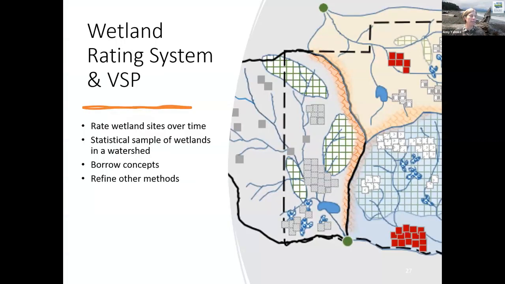So how might the rating system be used in the VSP world? Well, you could use it to rate individual sites over time. You could also conduct a statistical sample at a watershed scale where you rate the number that is pretty standard, at least 30 wetlands at a watershed scale, selected using a stratified random sampling throughout the watershed over time.